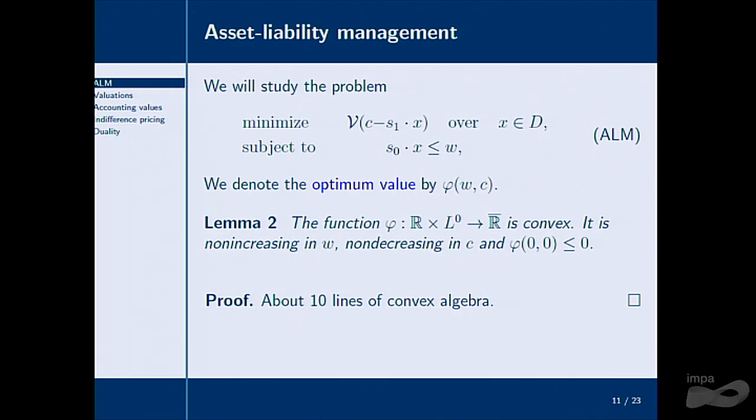And non-increasing in W simply means that if you give the agent more cash, he can only do better. He has more freedom to choose his portfolio. He can obtain a better minimum here. If you increase the liability C, then you make this objective bigger because V is assumed to be a non-decreasing function. Any questions here?